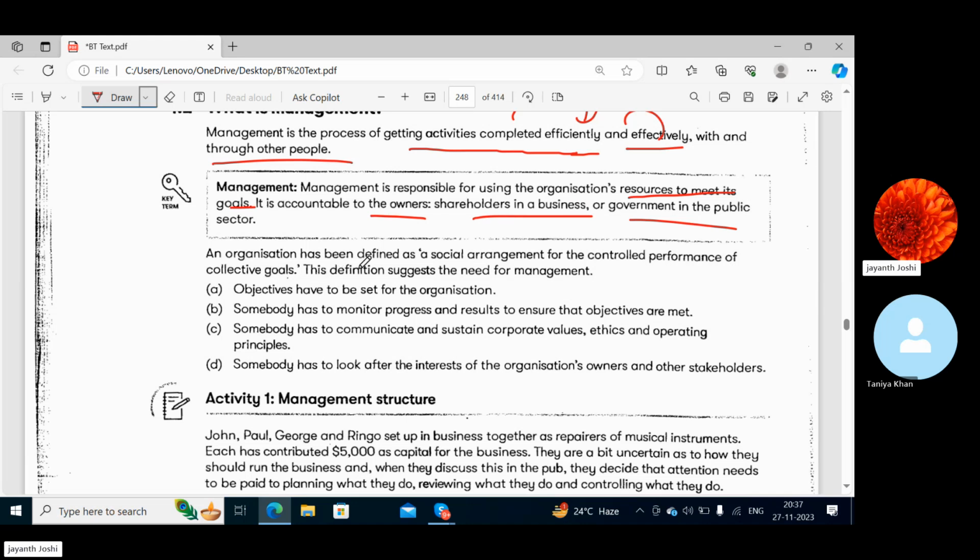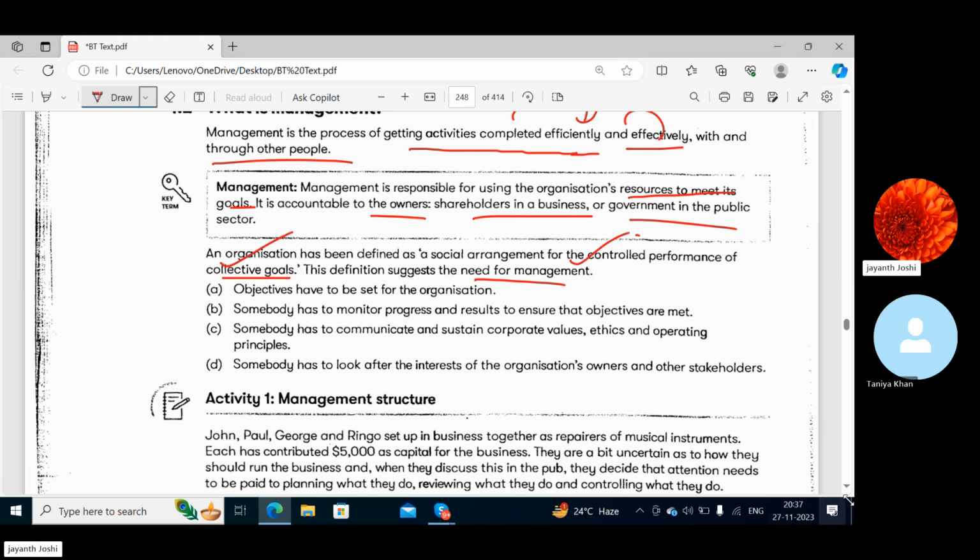We have already discussed organization, what it is: a social arrangement for the controlled performance of collective goals. This definition suggests the need for management. Everyone is put into some path and shown a proper track, and they work collectively for common goals. That is organization. And to get all that done, what is required?